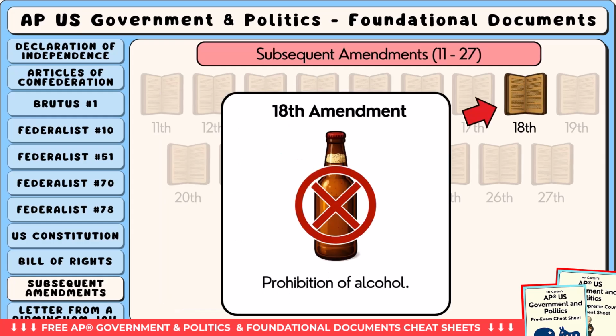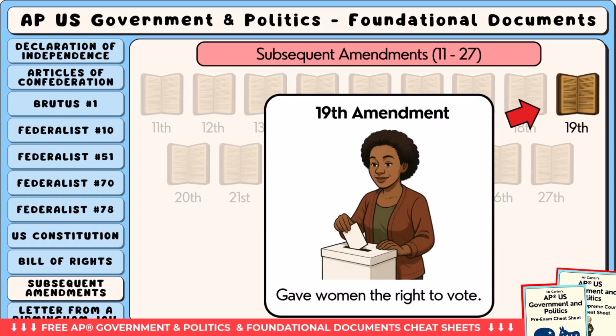The 18th Amendment banned the manufacture, sale, and transportation of alcohol. This brought in a period in American history known as Prohibition. This amendment was later repealed by the 23rd Amendment. The 19th Amendment gave women the right to vote.